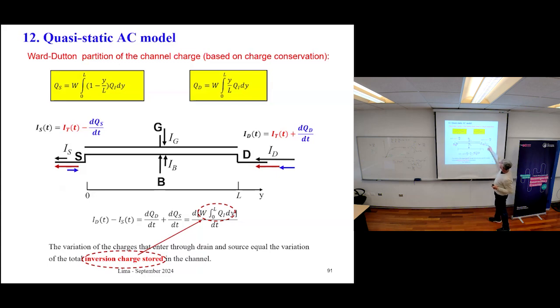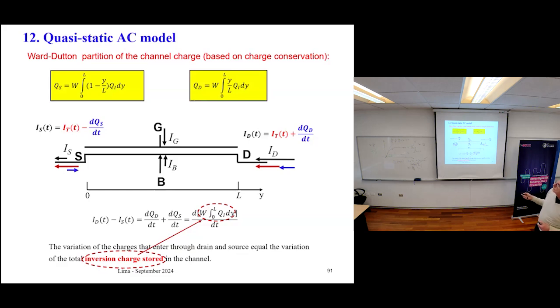So here is represented how much charge is coming from the drain, how much is coming from the source. All right. This was the problem in the old models of the transistor capacitance. Well, they solved the problem simply through these two equations.